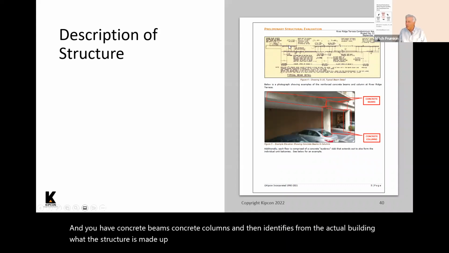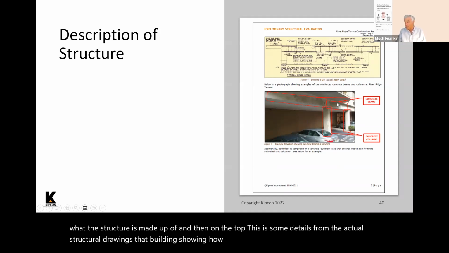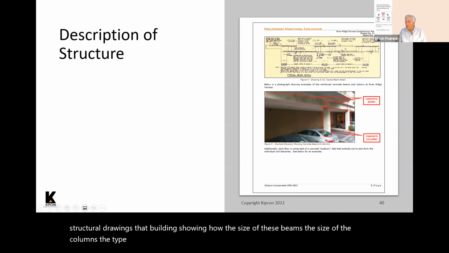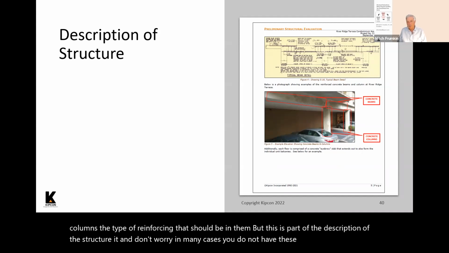And then on the top, this is some details from the actual structural drawings of that building, showing the size of these beams, the size of the columns, the type of reinforcing that should be in them. But this is part of the description of the structure. And don't worry, in many cases, you do not have these drawings. You're only basing it on what you see.